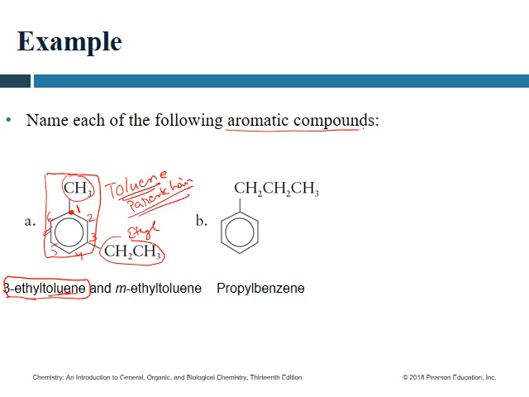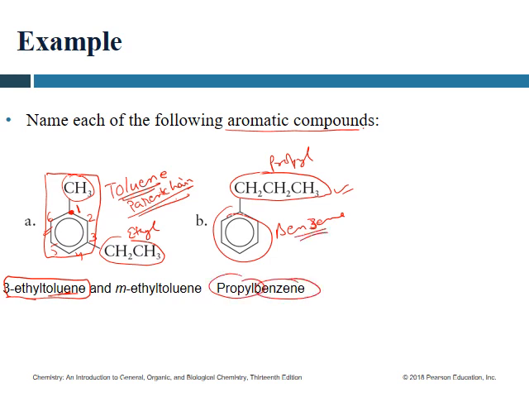Right. Similarly, if we go to the second, you have this substituent which is propyl. This is your benzene. So you write propyl benzene. That's your name for this particular compound. So let's try to solve a couple of more examples.